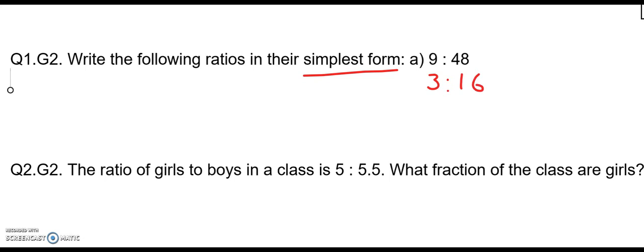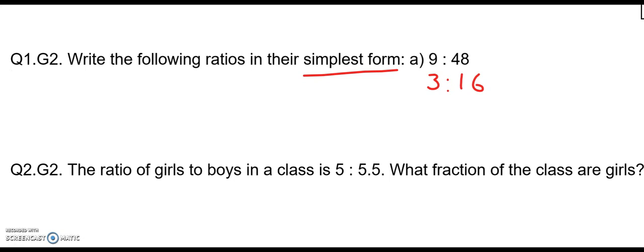Now looking at these two numbers, can I go any further? Can I divide them by another number and get whole numbers? That's not the case, because 3 is a prime number, and if we have any of the two being a prime number, that suggests that you've got the simplest form of the ratio.